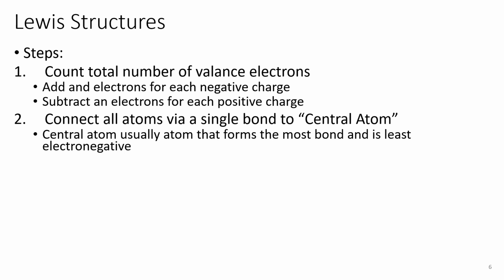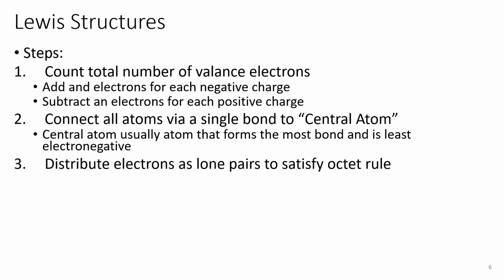A lot of our organic compounds are going to have more than one central atom, so we'll be looking at some of those scenarios as well. But for right now, your goal should be focusing on one central atom and connecting everything to that one central atom. Once I have everything connected via single bonds to that central atom, I'm going to distribute electrons as lone pairs to satisfy the octet on all of the atoms that I have.